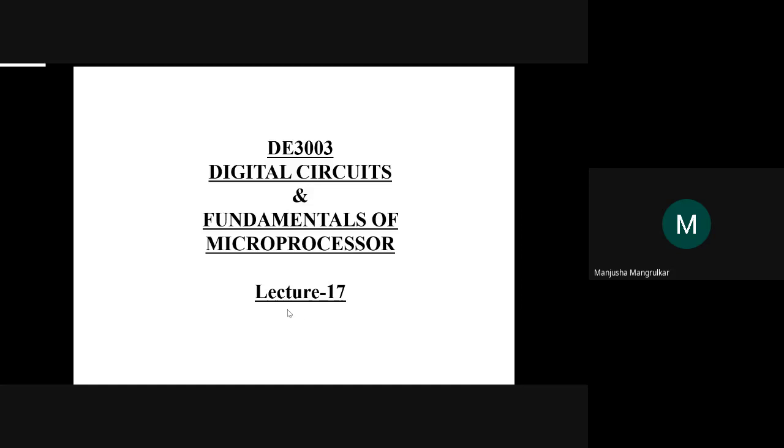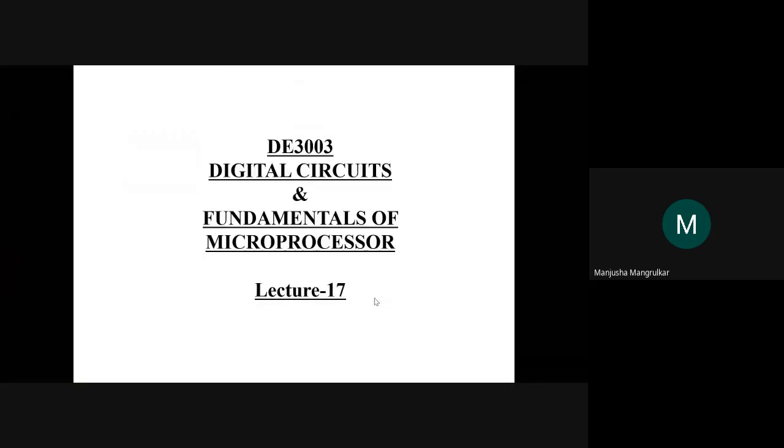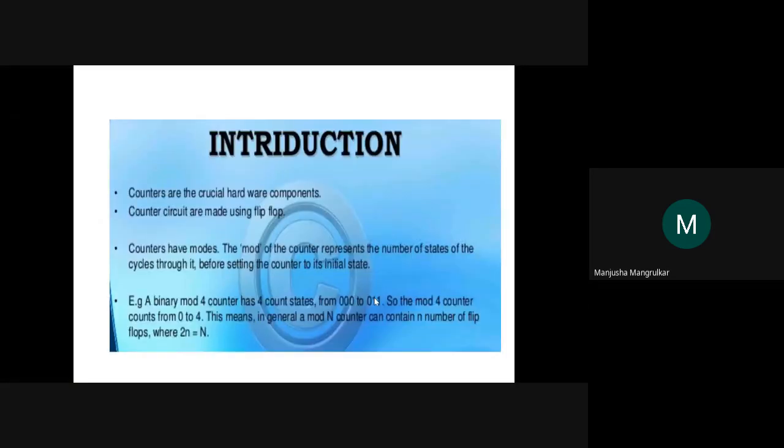Now today we will start the counter. We have seen the registers, right? Now the counter we will see. What is a counter exactly? How do we introduce the counter?